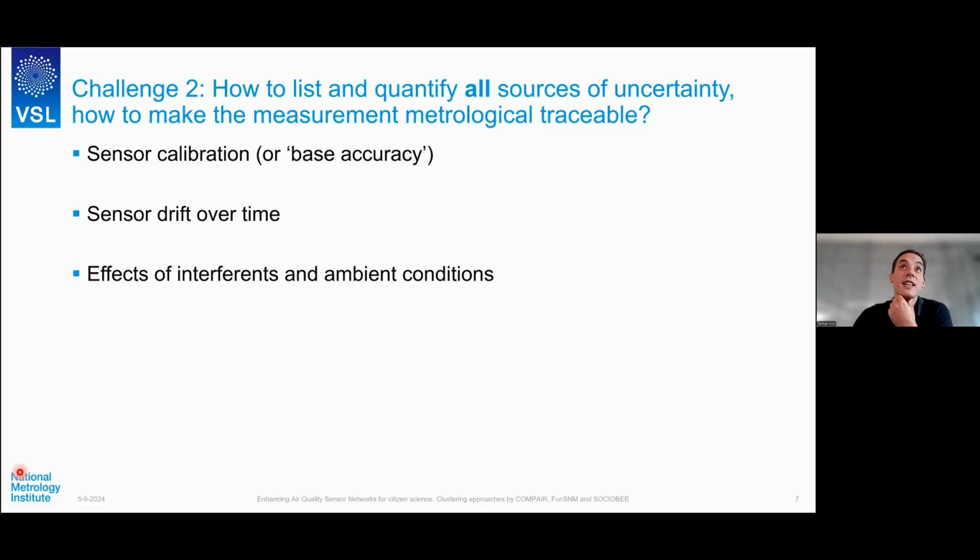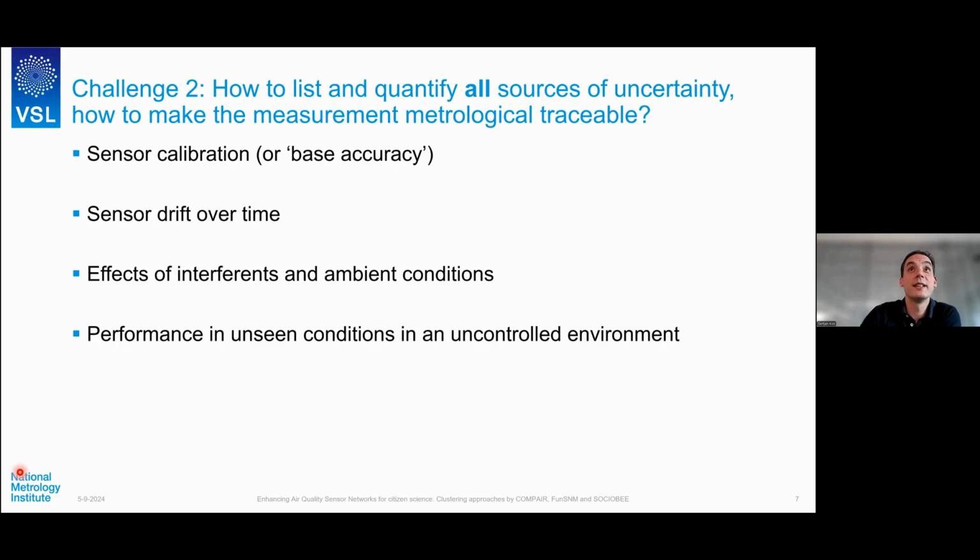There are interference and ambient conditions, so humidity, different temperatures, maybe also different gases. For example, when you're measuring NO2, there might be ozone as well. And all this can affect your sensor, and it makes the uncertainty evaluation very challenging.